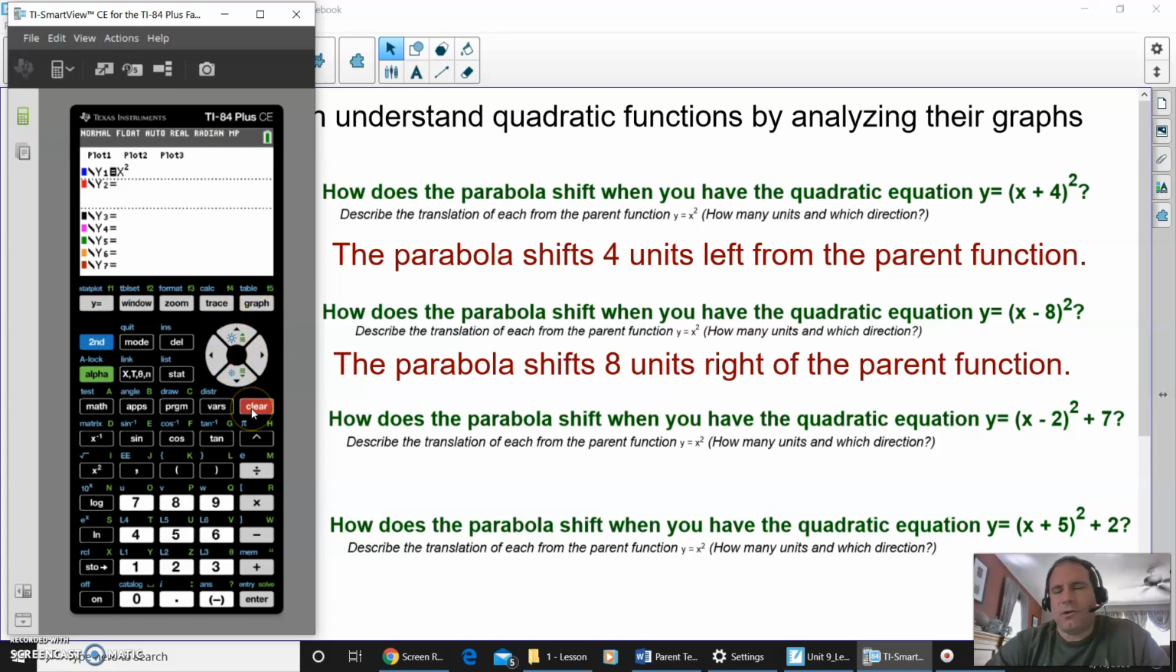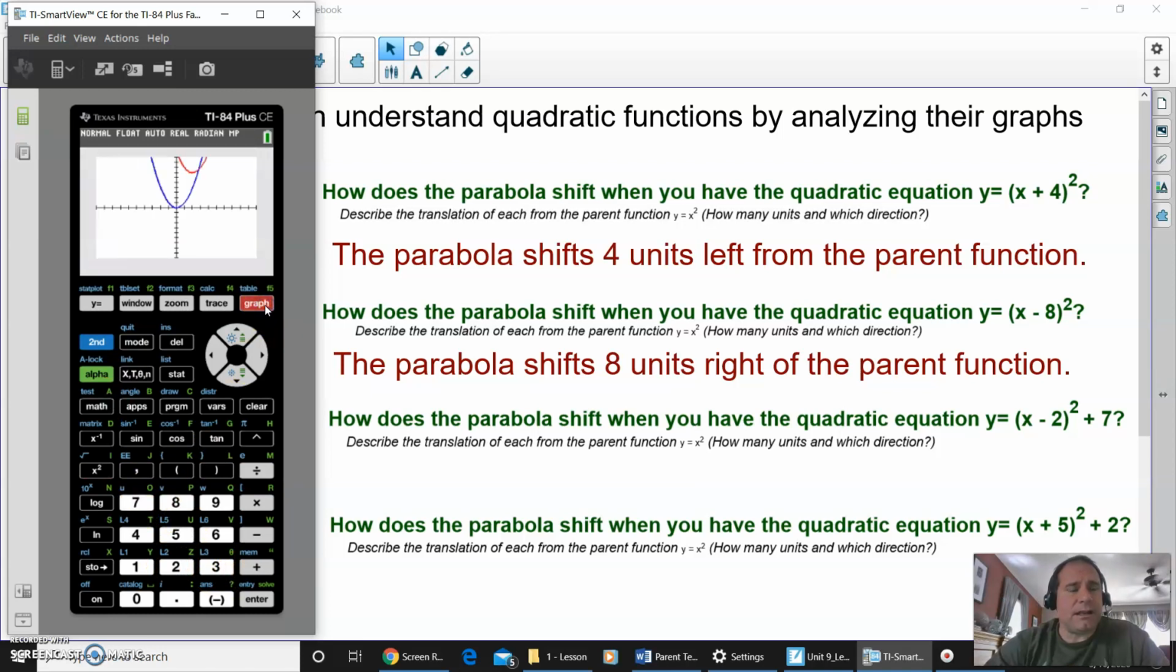Clear that y2 out, go down to y2, put that in as x minus 2 squared. And we know that if you're talking about x minus 2, that should move it to the right 2. And then plus 7. So don't forget that plus 7, because that is really important. And press graph and see where that goes.